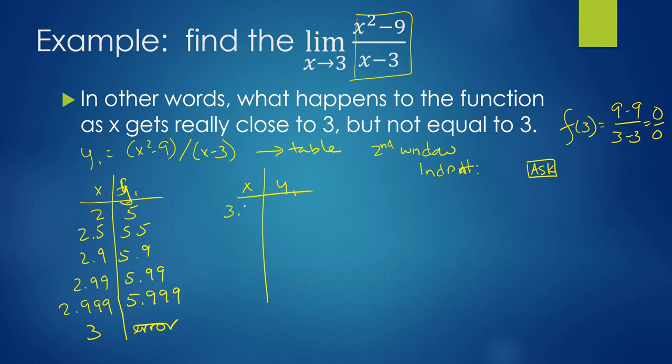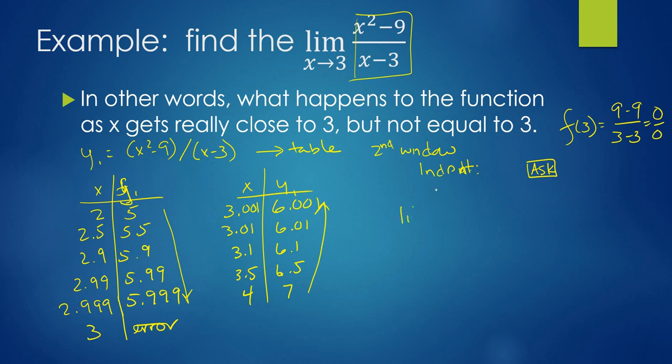Let's do 3.001, 3.01, 3.1. We'll go ahead and do 3.5 and 4. So 3.001 gives us 6.001, then 6.01, 6.1, 6.5, and 7. So as we're approaching 3 from both sides, we are getting closer and closer to 6.